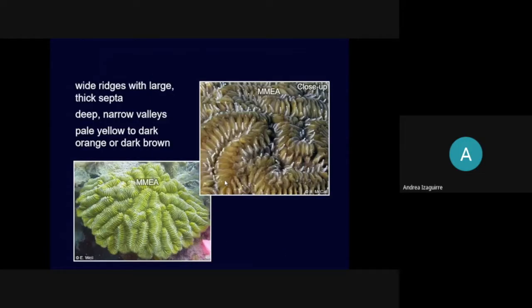Now this one is very, very distinct. I love this coral. It's Meandrina meandrites. Very distinct coral. It kind of looks like if you stacked a whole bunch of Pringles on top of each other. And it usually has yellow colors, so it does look like a Pringle. But MMEA is going to have very wide ridges. It's going to have that groove along the wall, but it's almost non-distinct.